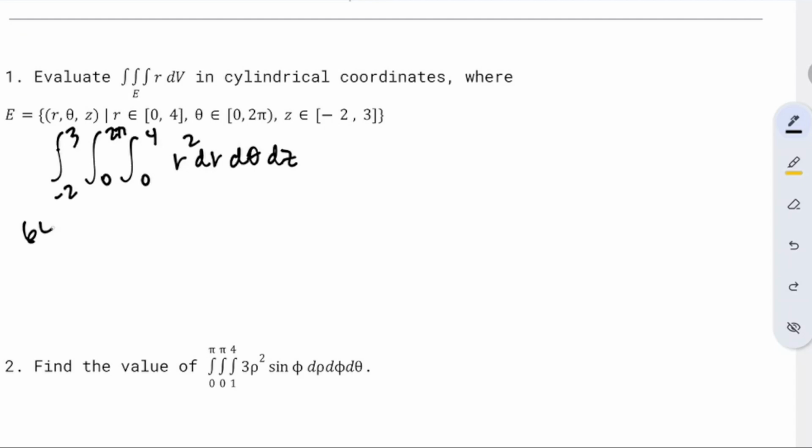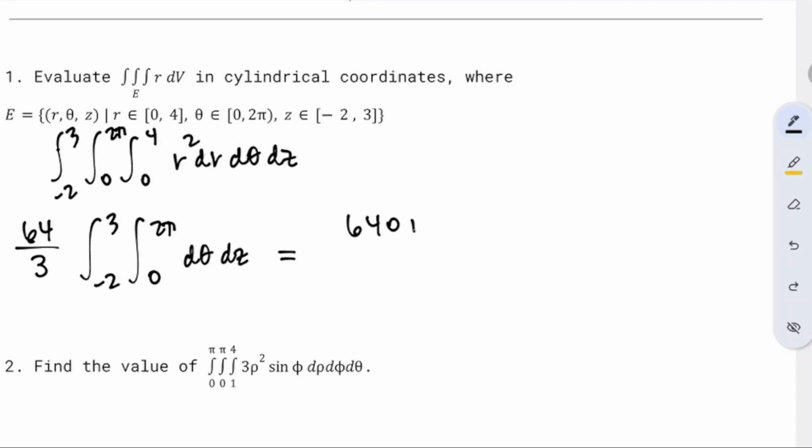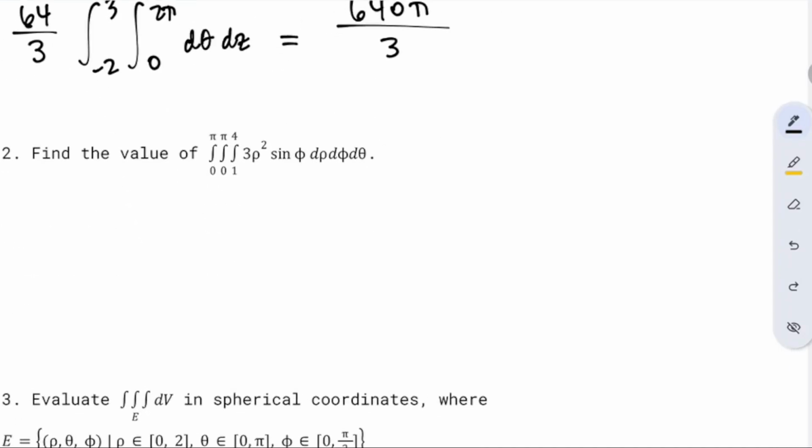So I'm going to have 64 over 3 times the double integral from negative 2 to 3, 0 to 2 pi, d theta dz. That's a rectangular region in the theta-z universe, so I'm just going to multiply width times height. That's 2 pi times 5 is 10 pi, so 640 pi divided by 3. And 6 plus 4 is 10, and 10 is not divisible by 3, so I know that does not simplify any further. All right, now find the value.